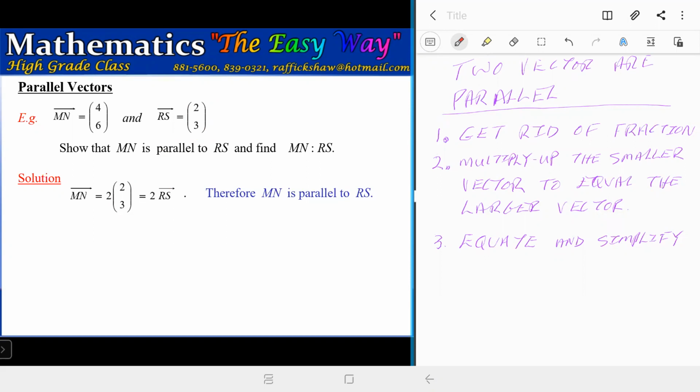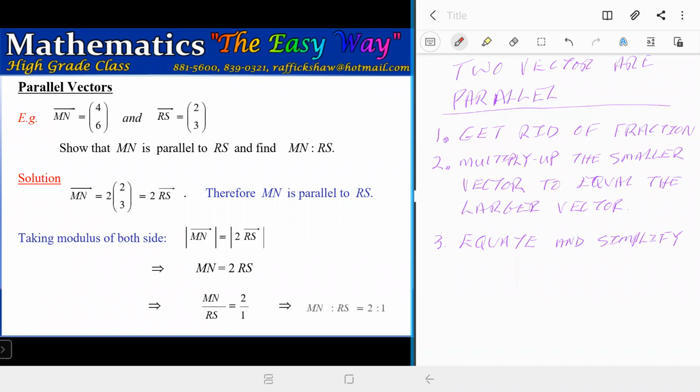Then to get the ratio now, what do we do? Take the modulus of both sides. So you get the modulus of MN equals the modulus of 2RS. Then you drop the arrows, and you drop the negatives. There were negatives there. After you drop the arrows, you divide to get the ratio. So you put MN over RS, and you're left with 2. 2 is the same as 2 to 1. Therefore, MN to RS is 2 to 1.